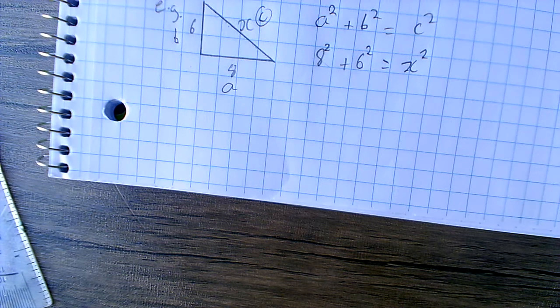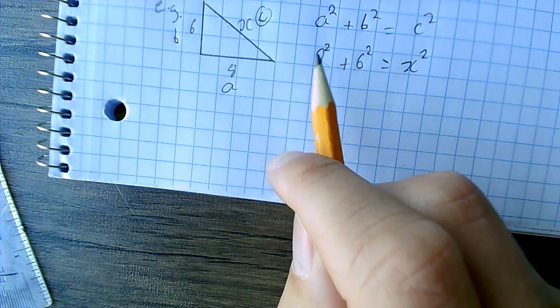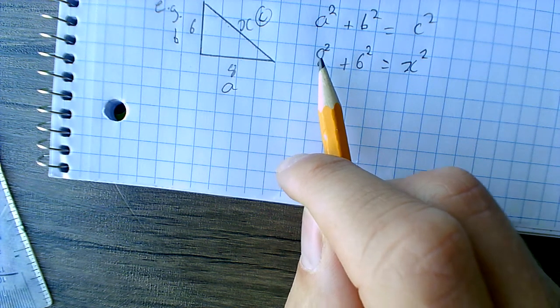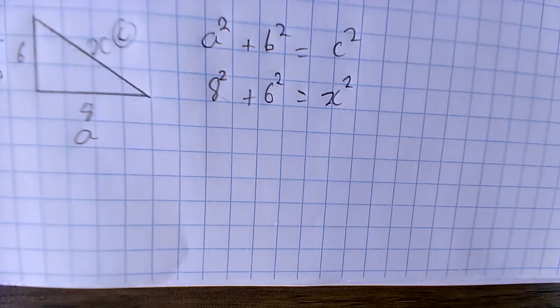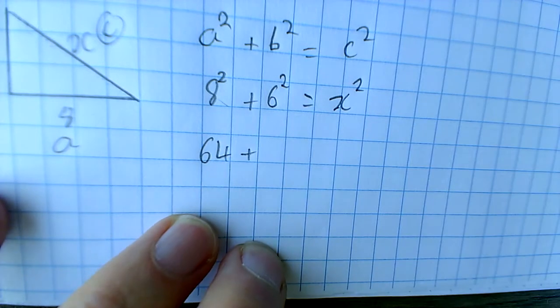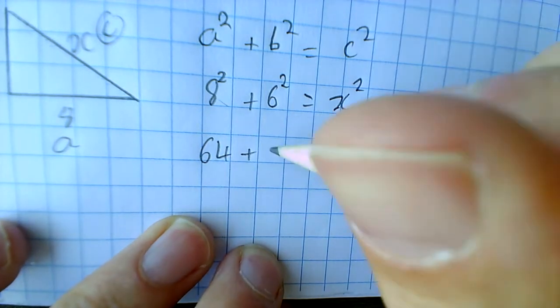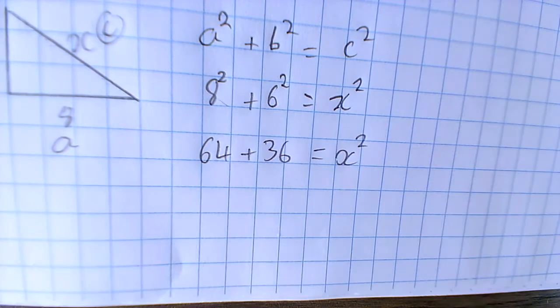So then we just need to do the next line of working out, where we can think, well, alright, this might be a bit confusing, but I know what 8 squared is because it's probably at the top of my page somewhere. I think it is when we did the starter. 8 squared, 8 times 8 is 64. And 6 squared, 6 times 6, that is 36. And that equals x squared.